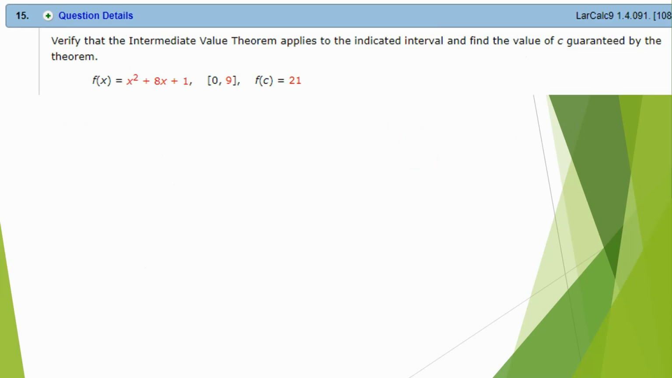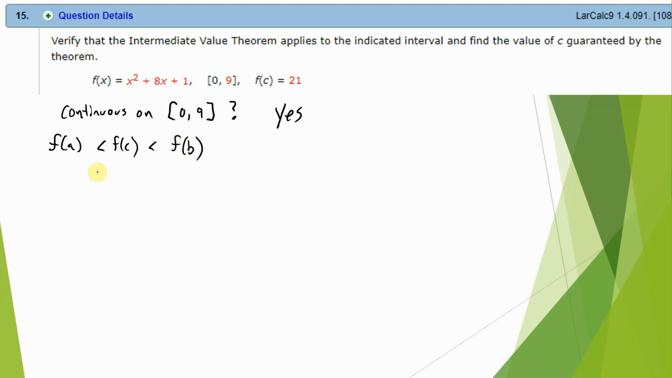15, we want to verify that the intermediate value theorem applies. So first off, we need to look at it. Is it continuous from 0 to 9? Yes. Does f of a less than c less than f of c, sorry, f of a less than f of c less than f of b, or f of b less than f of c less than f of a? Are they in order, in other words?